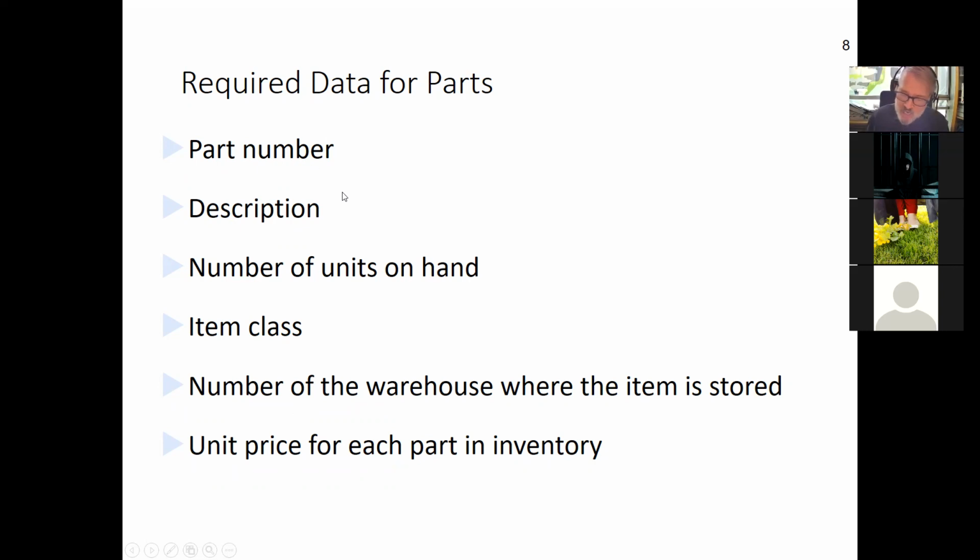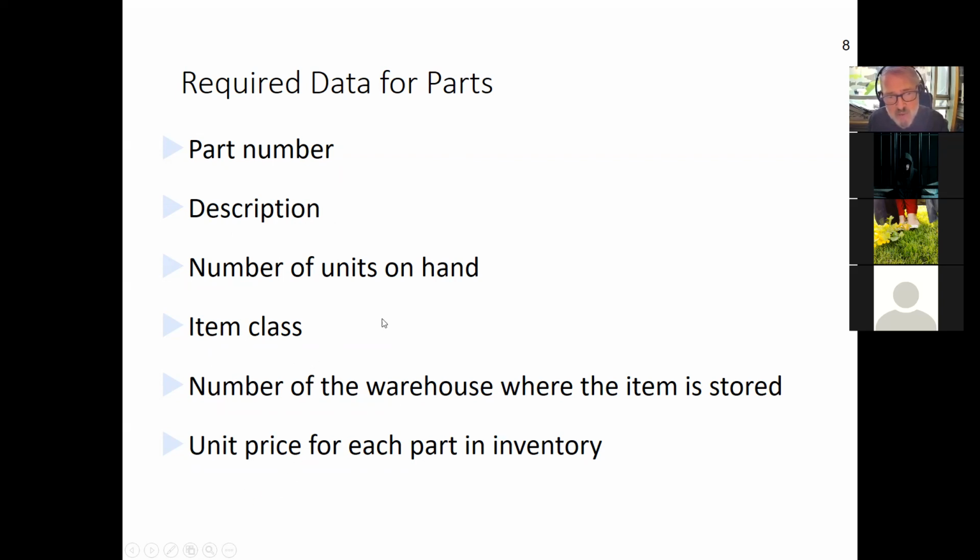And so each separate part has a unique number, and that's how we can identify it. And then there's other things. Now we got something here, right? Number of units on hand. So regarding parts, we store information about how many we have. Also, each item has a class, and we actually store in the parts table which warehouse it is stored in, and we have a price that's associated with it.